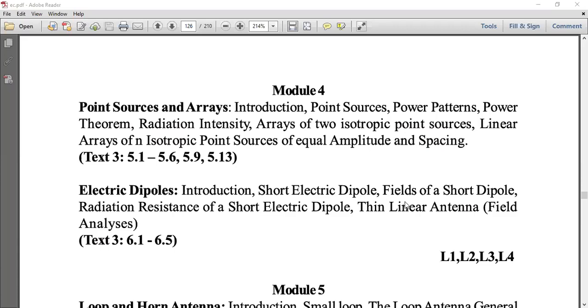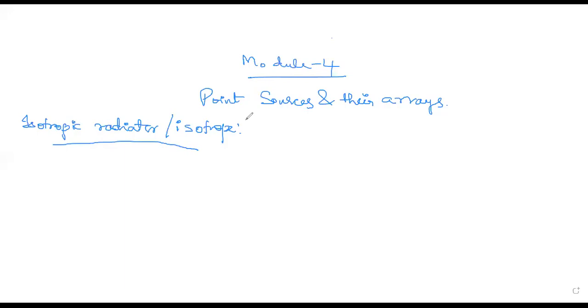Before we go into it, we'll just see the introduction part of the fourth module. What do you mean by point source? Any idea what it can be? Point source.